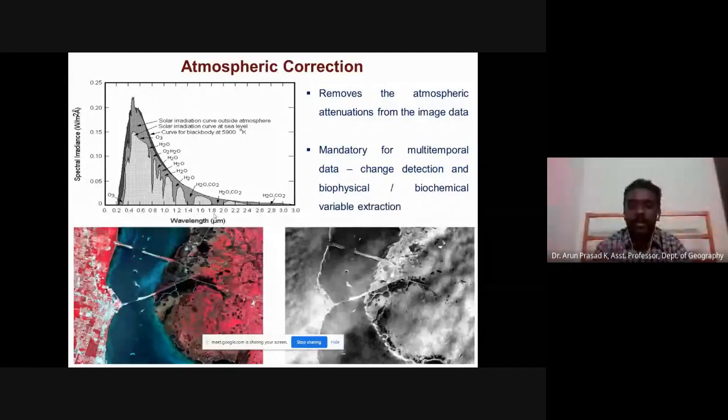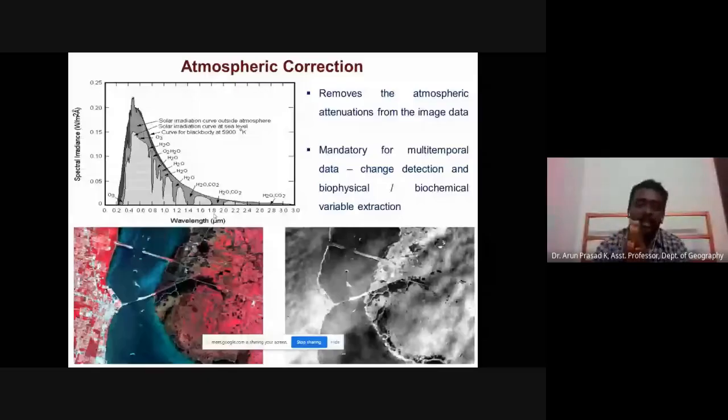images homogeneous or comparable, you need to do the atmospheric correction using some radiative transfer models like MODTRAN or FLAASH. So these are some radiative transfer models available commercially. So you can give the inputs, like what is the date and time of collection, and what is the image. So all these conditions if you give, and the latitude and longitude if you give, based on that it assumes the atmospheric condition and removes it.